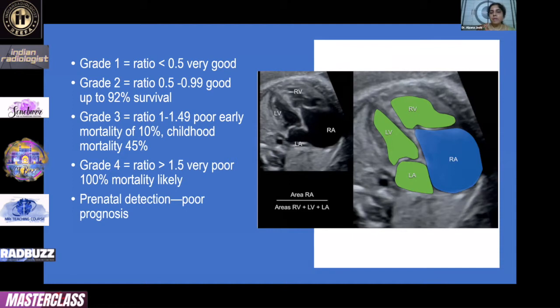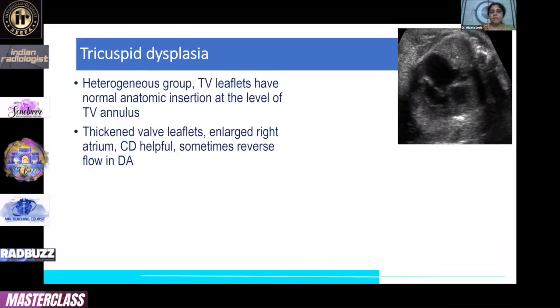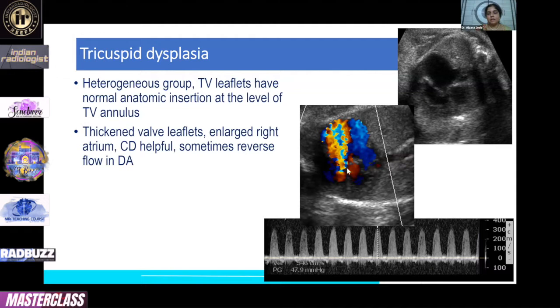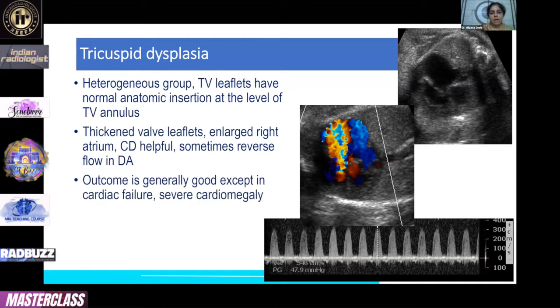Whereas if you come to a dysplastic valve, again, it is a heterogeneous group. The TV leaflets have normal anatomic insertion at the level of the annulus. So this is the point to be noted. It is a thickened valve leaflet, enlarged right atrium. Again, color Doppler is helpful. You sometimes may see a reverse flow. If there is a lot of regurgitation and there is not enough forward flow through the pulmonary, then you will tend to see the reversal, and you can see there is a massive amount of regurgitation here, and it is almost reaching 346, and the gradient is around 47. So outcome is good except in cases of cardiac failure or a severe cardiomegaly.